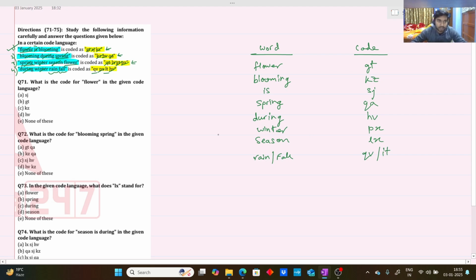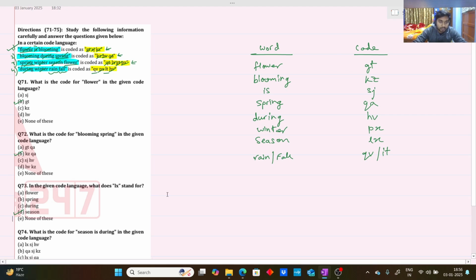Now let's see the questions. What is the code for flower? Flower, GT. What is the code for blooming spring? Blooming is KZ and spring is QA. KZ QA. In the given code language, what does LX stand for? LX stands for season. Done.